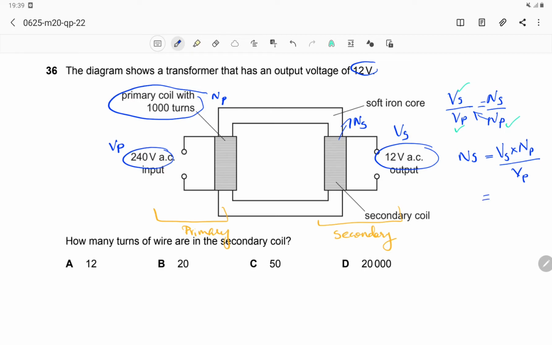So you can simply substitute, where the secondary voltage is 12, times the number of turns in primary, 1000, over Vp, the primary voltage, that is also given as 240. So you need to substitute these values and you will get 50 turns. Hence the correct answer is option C.